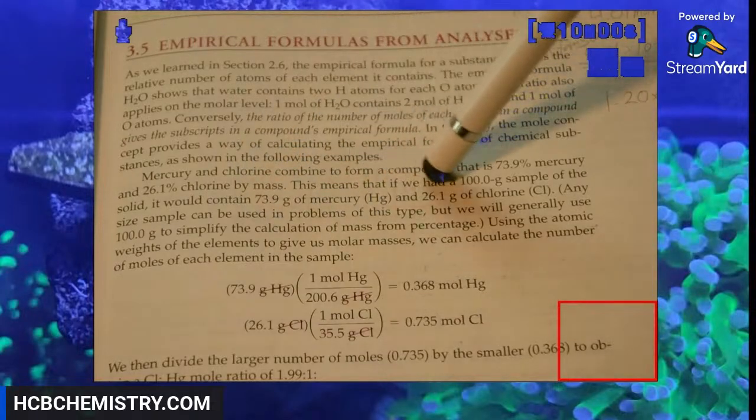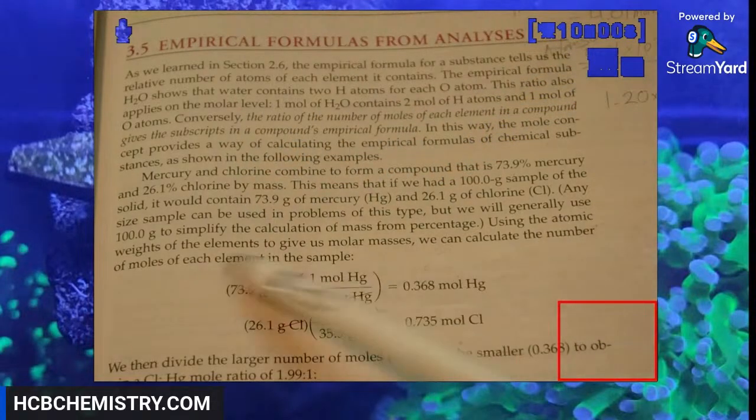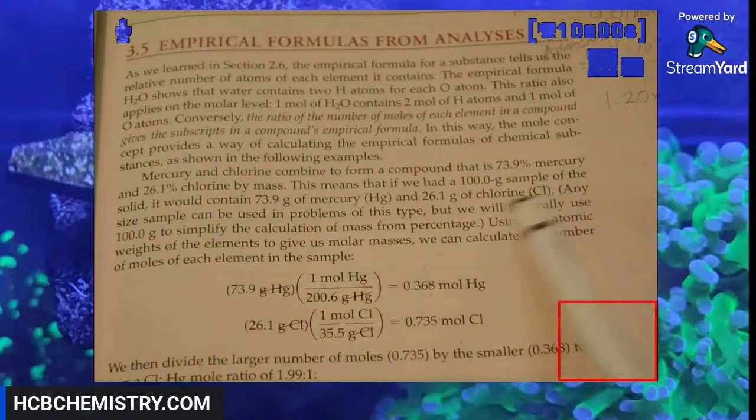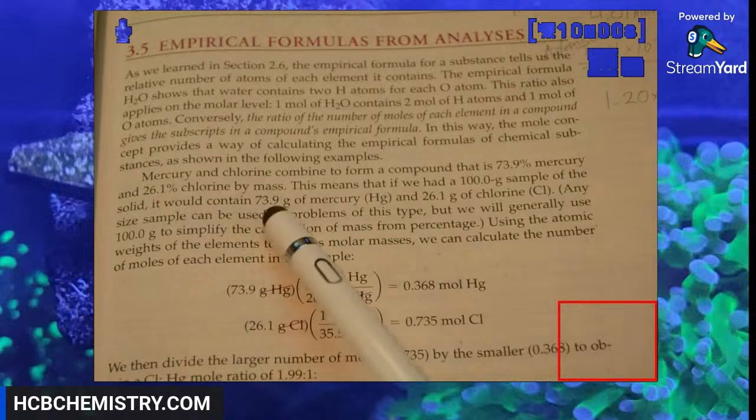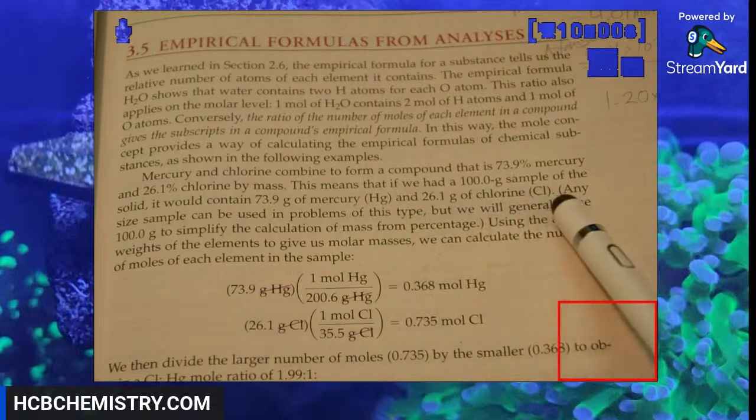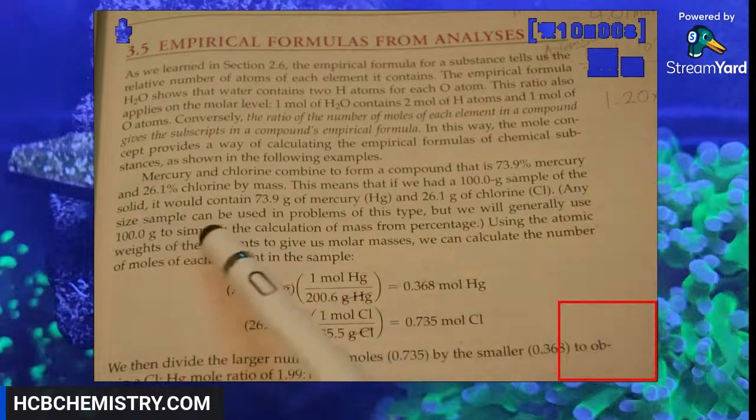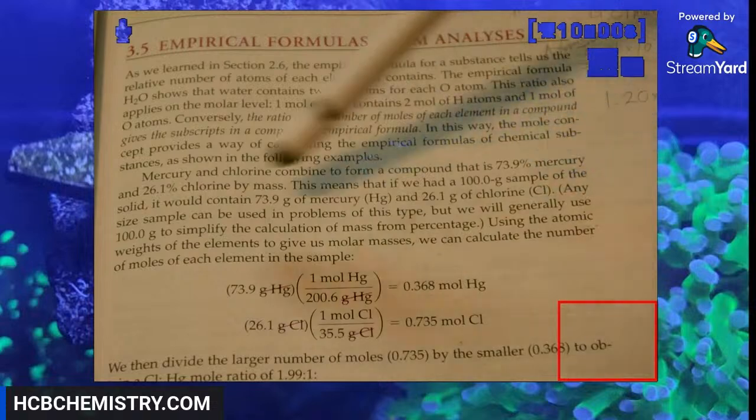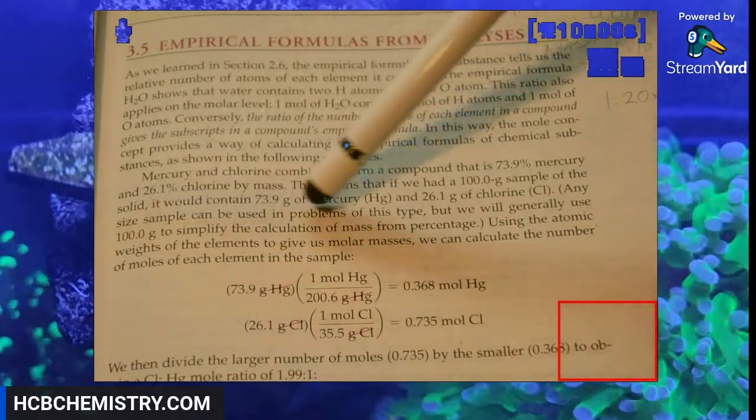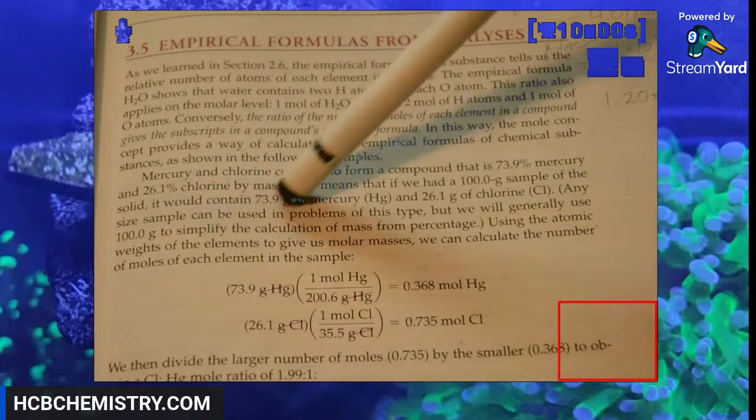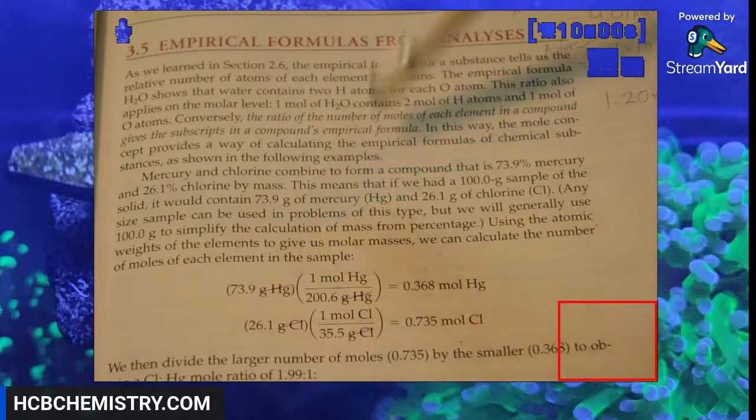That means that if we had a 100-gram sample of the solid, it would contain 73.9 grams of mercury and 26.1 grams of chlorine, Cl. Any size sample can be used in problems of this type, but we will generally use 100 grams to simplify the calculation of mass from percentage. Using the atomic weights of the elements, we can calculate the number of moles. All right, let's go down.